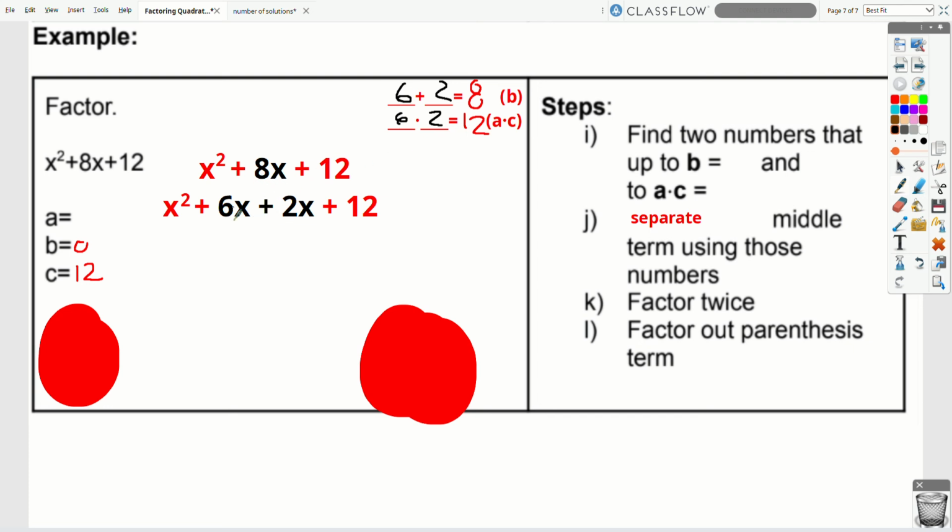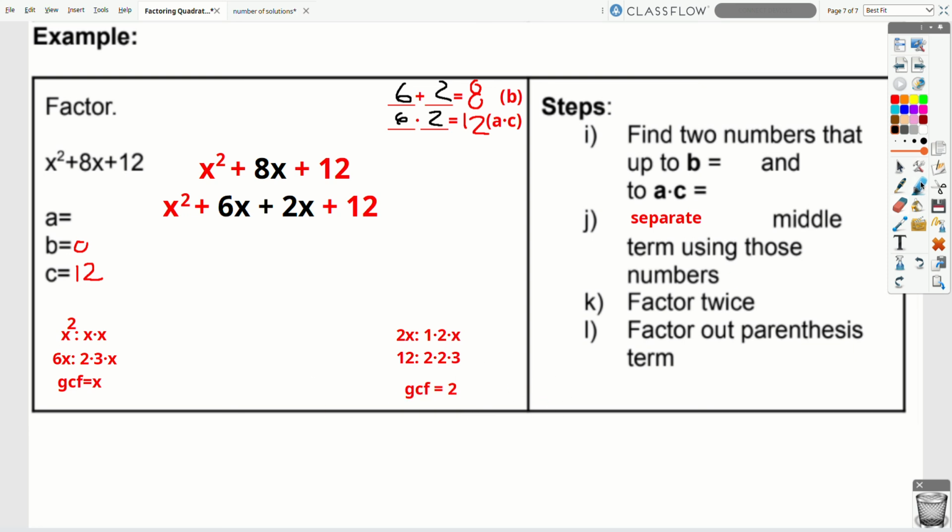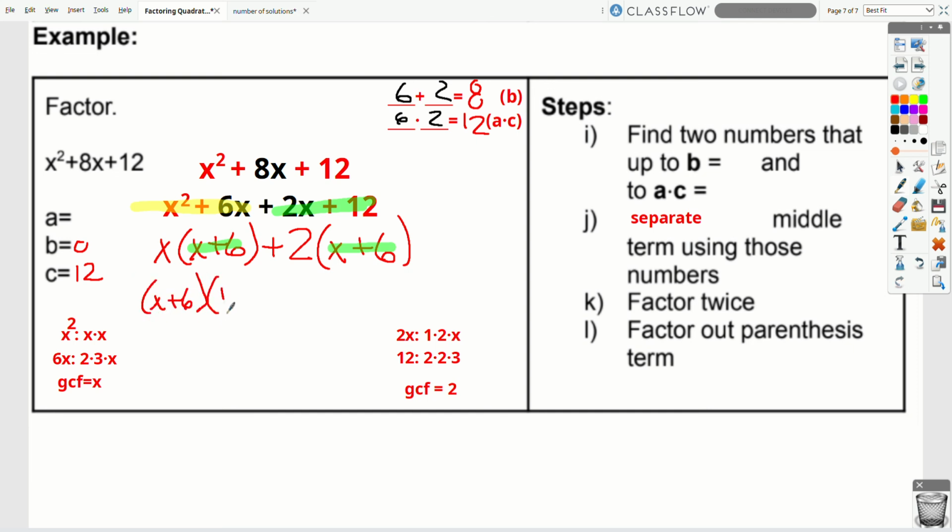So we separate the 8x into 6x plus 2x. We find the GCF of the first two terms, and then the second two terms. The GCF of the first is x, and we have x plus 6 left over. Then the GCF of the second two is 2, and we have x plus 6 left over. Then we take that x plus 6 out front, giving us x plus 6 times x plus 2.